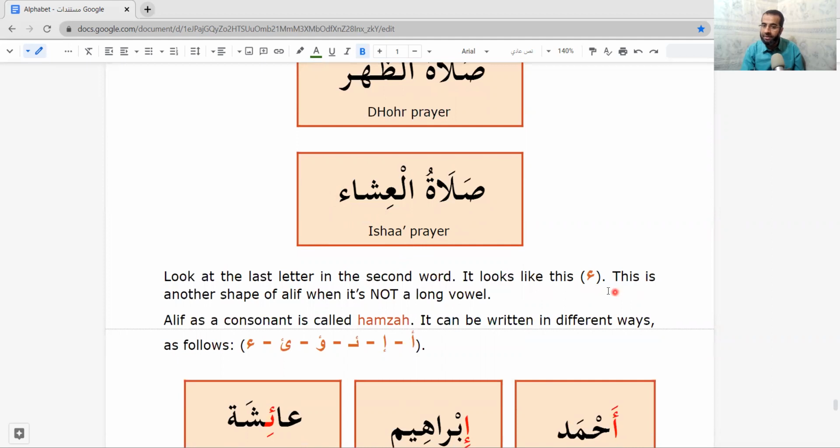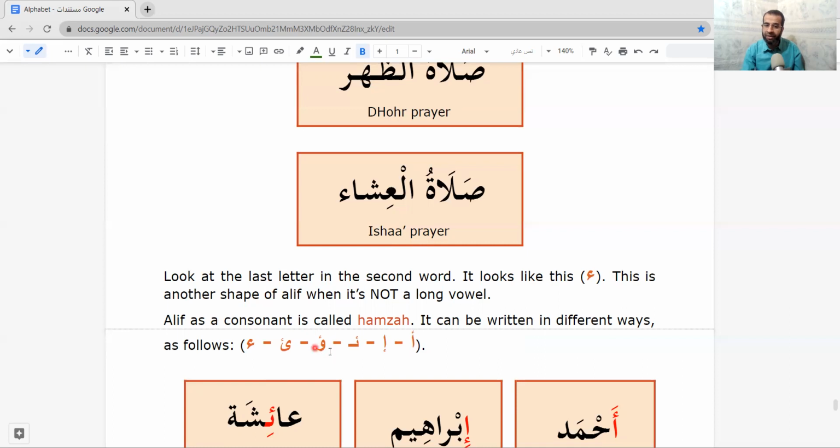It looks like this. This is another shape of alif when it is not a long vowel. Alif as a consonant, which means it's not a vowel, is called hamza. It can be written in different ways as follows. Look, like this, or like this, or above with the shape of wow.